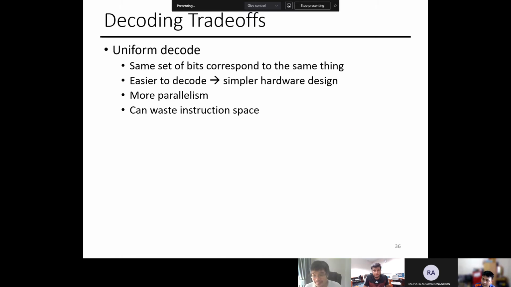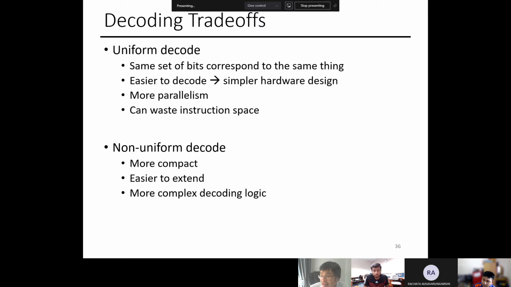It allows more parallelism because you know exactly which bits represent the operation, and it's easier to decode. But again, you can waste instruction space because you know for sure you need those bits. So if you somehow need only 4 bits, you're wasting the extra bits that are there for the operation bits. Non-uniform decode is more compact and it's easier to expand because I can just say, hey, a few more bits become the opcode bits, but it's complex to decode the logic, right?